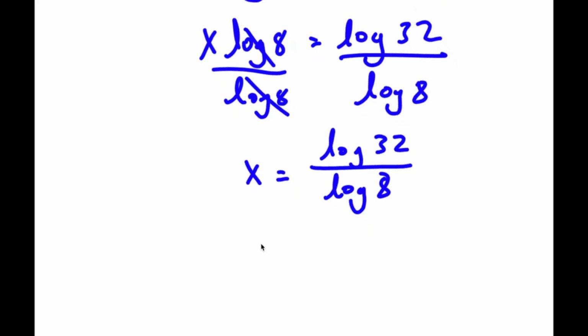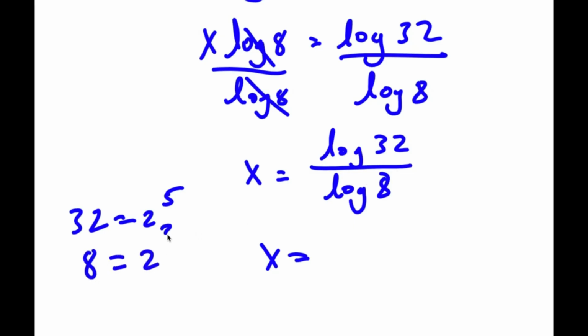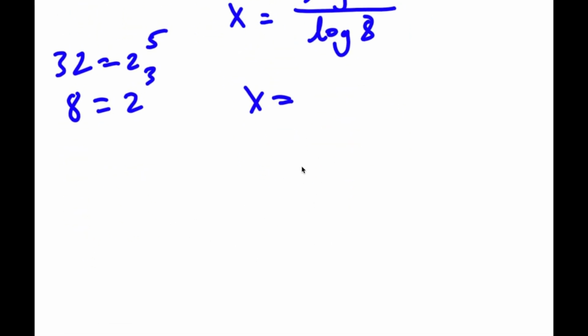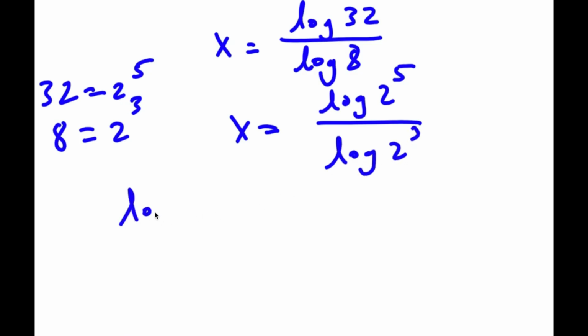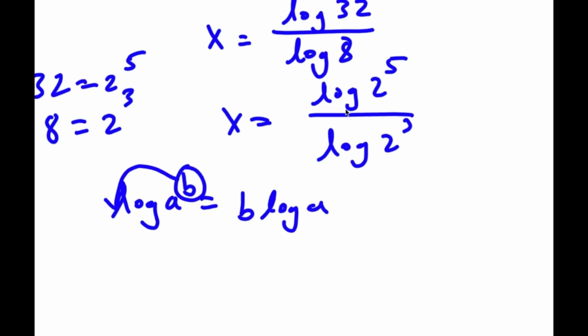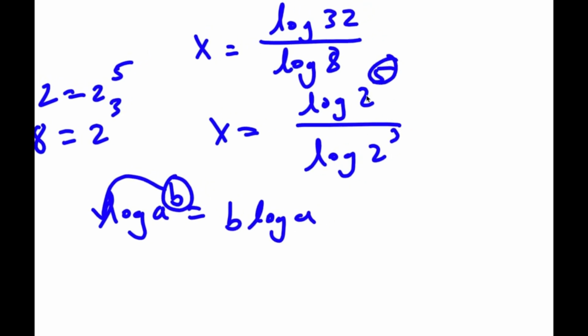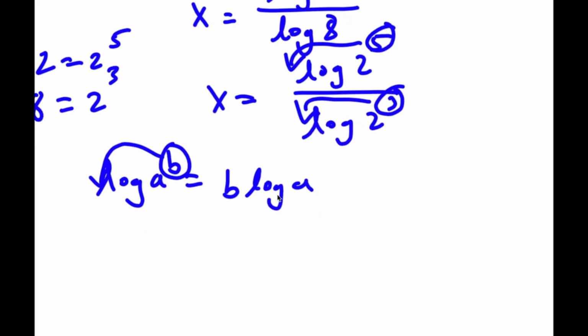Now 32, that's the same thing as 2 to the power of 5, and 8, this is the same thing as 2 to the power of 3. So now I have log 2 to the power of 5 over log 2 to the power of 3. Now remember, log a to the power of b, I can move this exponent b to the front, so I have b times log a. So I'm going to do that for both of these. For log 2 to the power of 5, I'll move 5 to the front. For log 2 to the power of 3, I'll move 3 to the front.